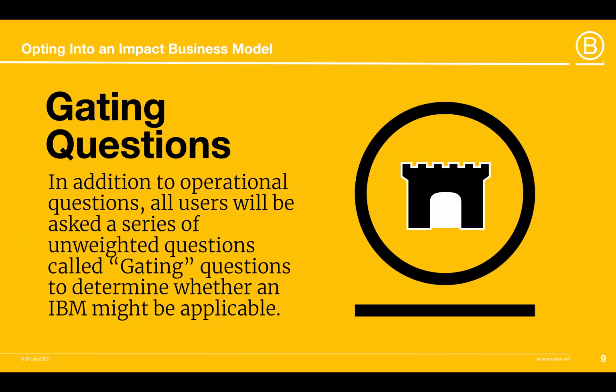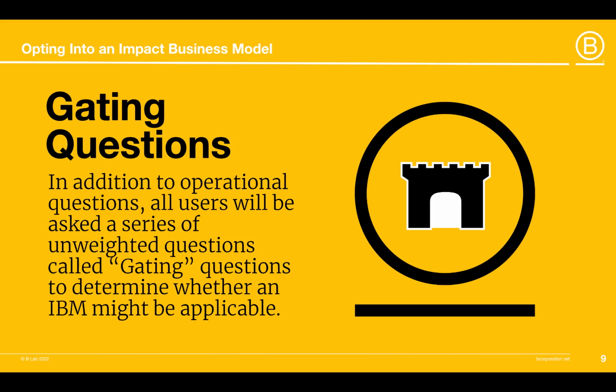So once you're sure that an IBM applies to your company, how do you open it so that you can see the questions associated with the IBM in reference? In addition to operational questions, all users will be asked a series of unweighted questions called gating questions to determine whether an IBM might be applicable to your business. These questions appear at the end of each introductory impact topic.